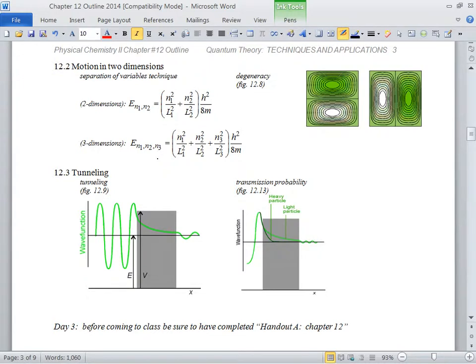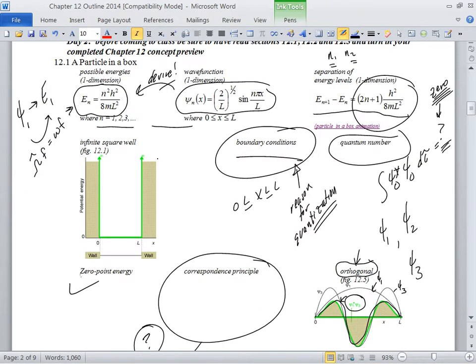What if we didn't have a particle in a box that looks like a line? Box is a bad word, right? It should be particle on a line is what it should be called, because that's what it is.